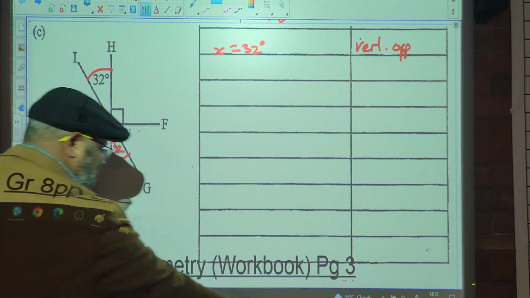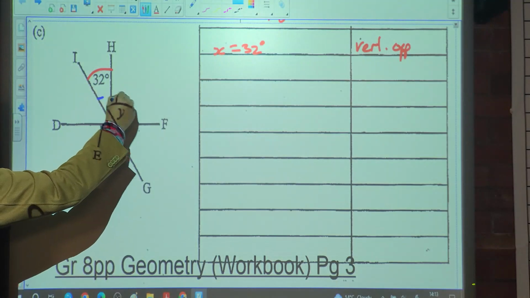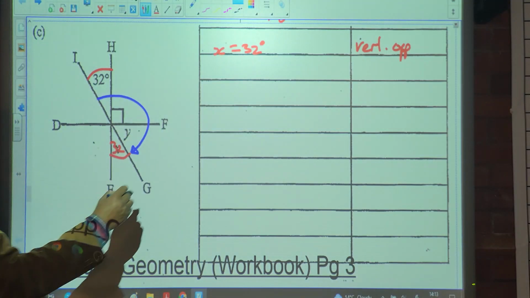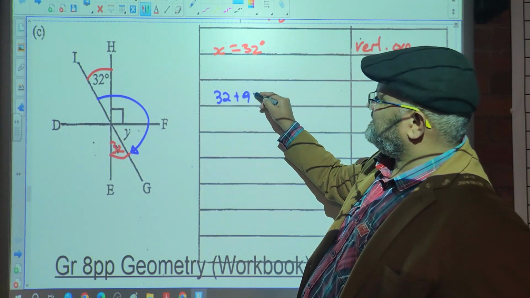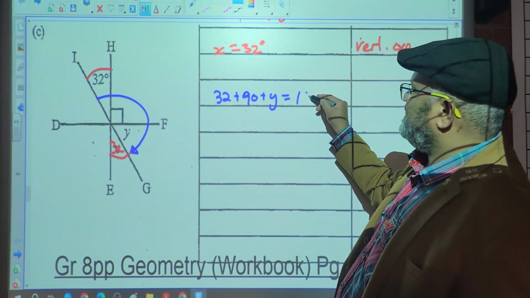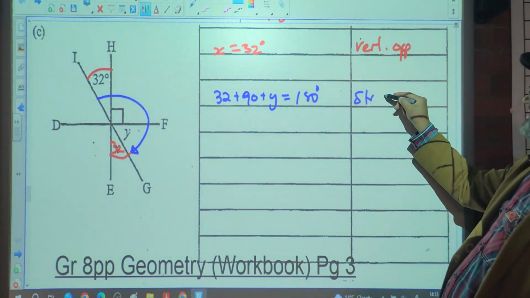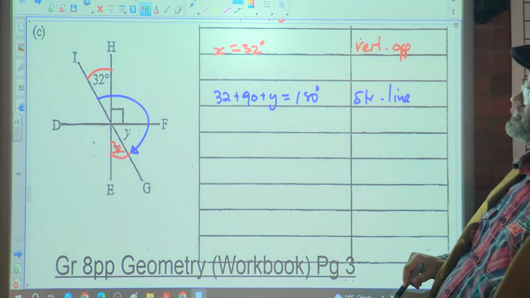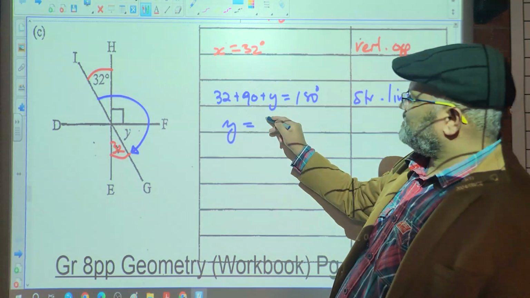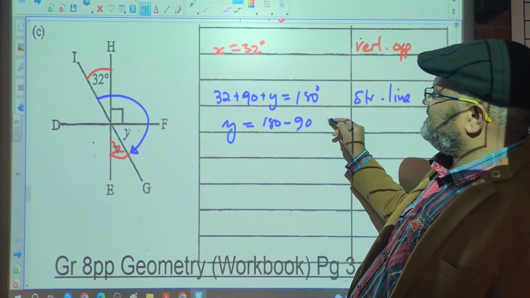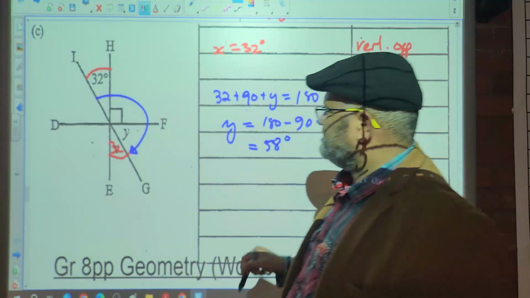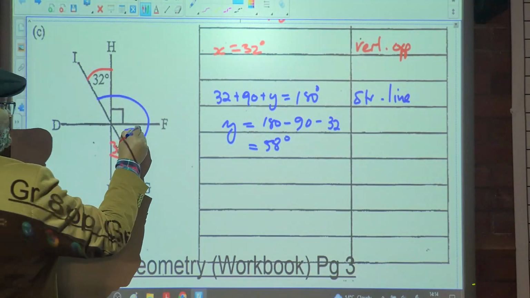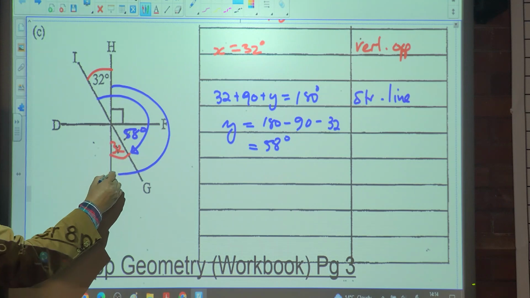Angles on a straight line. So what can we say? 32 degrees plus 90 plus y is equal to 180. Why? Straight line. So y is equal to 180 minus 90, which is 90, minus 32, which is 58 degrees. Or I could have worked out angles on that straight line. It's the same.